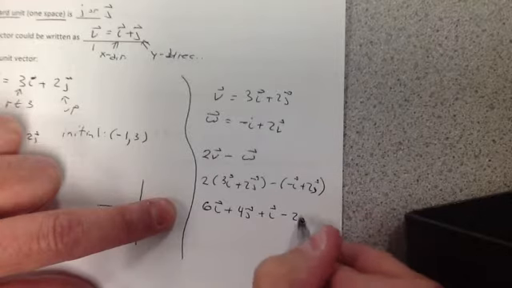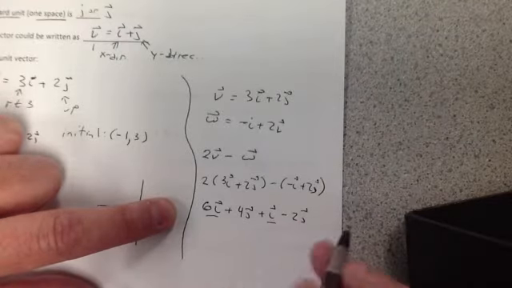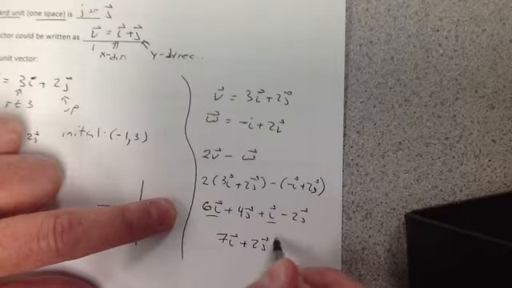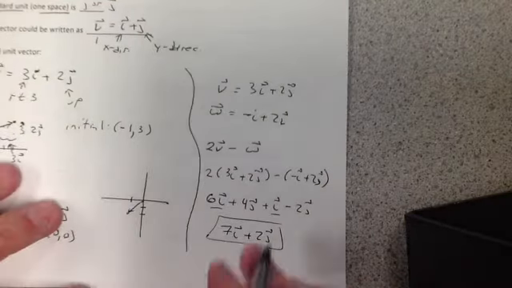Whoop, that should be a j there. And I just combine my like terms. We get 7i plus 2j. And there's our new vector. And we can even graph this one.